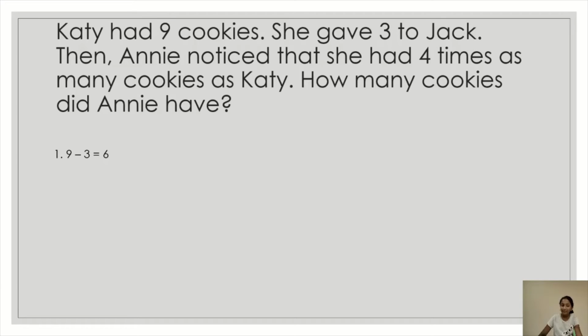I'll give you some time to think. And here's a clue word, times. That's right, multiplication would be the operation. 6 times 4. That is how much Annie has. So, go into your multiplication tables. Think what 6 times 4 is. You can do it, you guys. We're almost done.